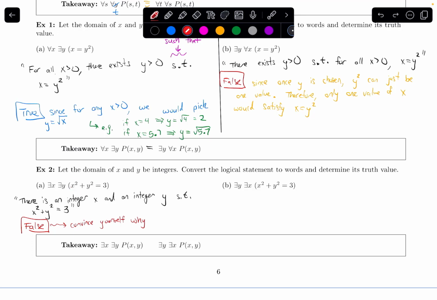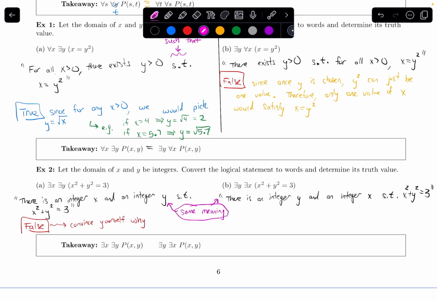If I think about B and I switch the order, well, in words, this would be saying there is an integer y and an integer x. If I really wanted to, I could have said there exists an integer x or there is an integer x. I just think it's understood from context, such that x squared plus y squared equals 3. But these are saying the same thing. These have the same meaning. We're just identifying one of the variables before the other.